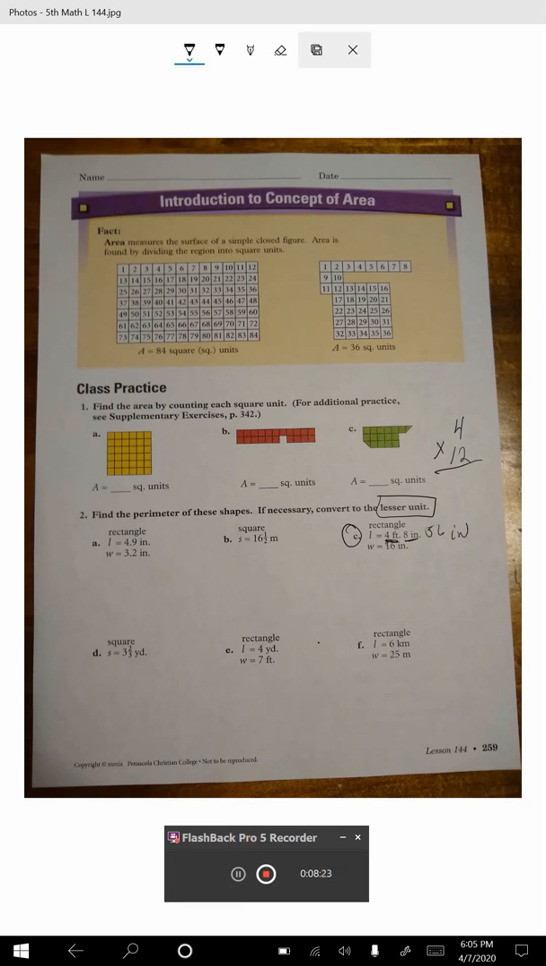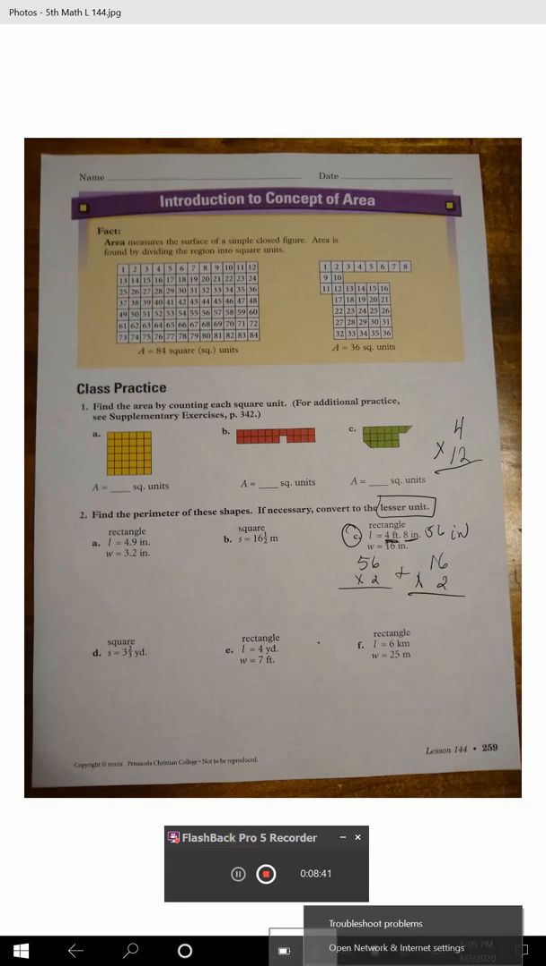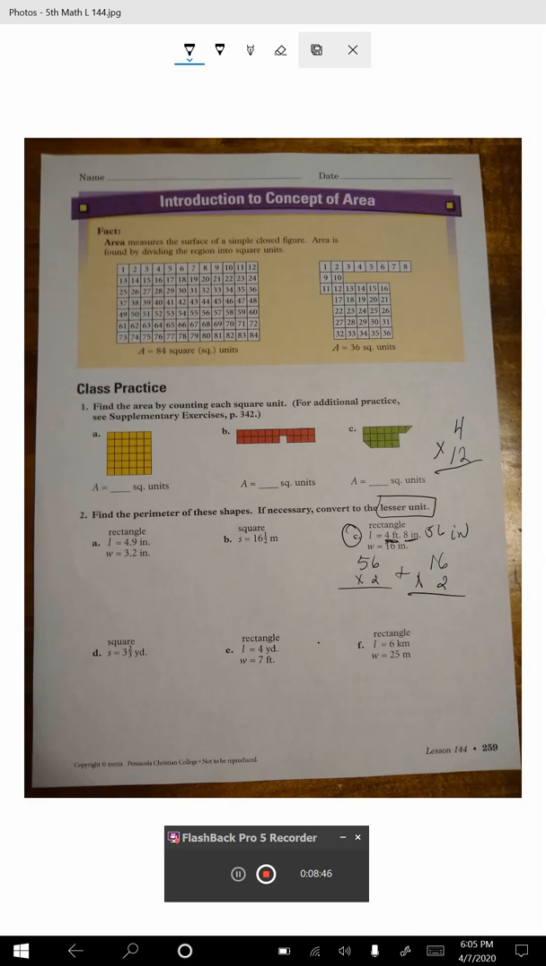All right? At that point, you're just going to do the 56 times 2 plus whatever 16 times 2. And you can pause me and you can figure that out on your own. All right. D is pretty easy. Just change that 3 2/3 to an improper fraction before you solve it.